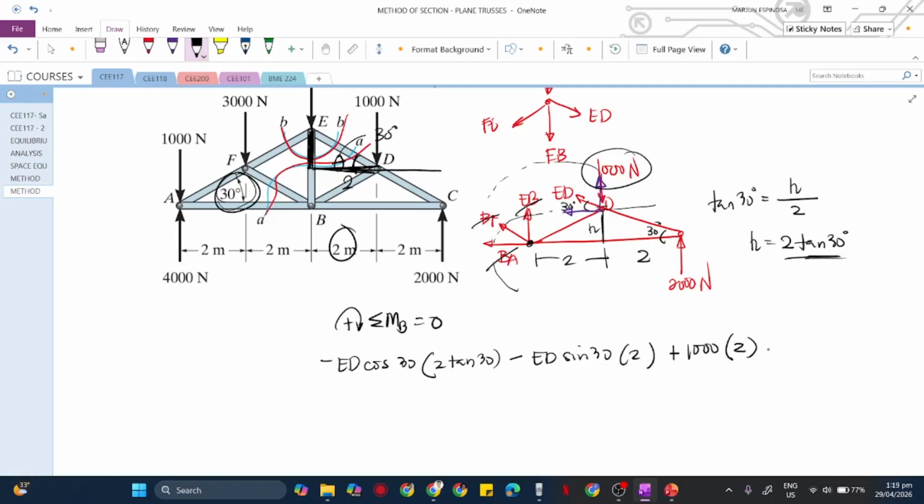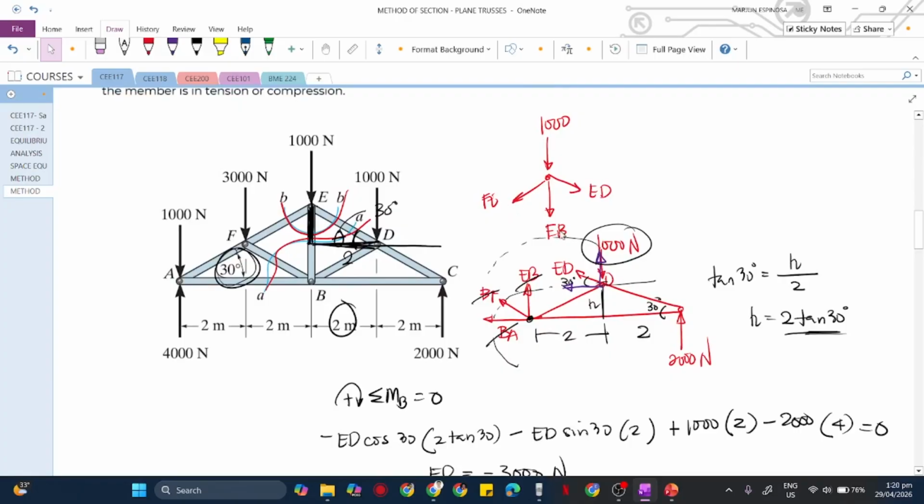Okay? And lastly, itong 2,000, that is negative 2,000 kasi magiging counterclockwise yan. And that is 4 meters from point B. And equate that to 0, makukuha na natin yung value ng ED. Can you give me everyone the value of ED? Negative 3,000, sir. Okay, negative 3,000 Newton. So, since that is negative, therefore, that is 3,000 pala compression. But that is not our answer kasi yung tanong is yung EB. Pero magagamit natin yan to solve for the value of EB.